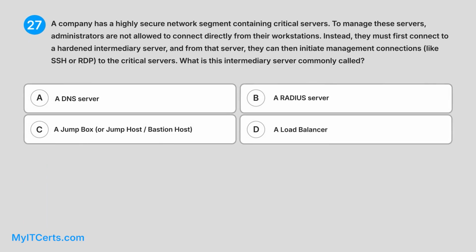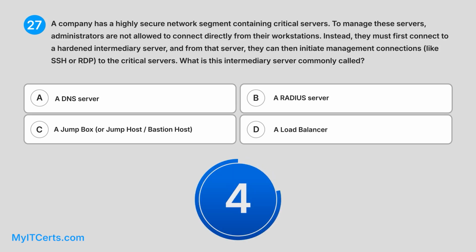27. A company has a highly secure network segment containing critical servers. To manage these servers, administrators are not allowed to connect directly from their workstations. Instead, they must first connect to a hardened intermediary server, and from that server, they can then initiate management connections, like SSH or RDP, to the critical servers. What is this intermediary server commonly called? A, a DNS server. B, a RADIUS server. C, a jump box or jump host, bastion host. D, a load balancer.